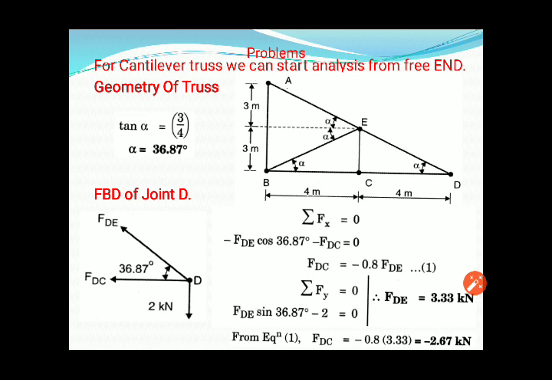Keep it like that. We go for the second equation of equilibrium. Summation Fy equals 0. Now here FDE sin 36.87 minus 2 equals 0. So here you get the value of FDE. Once you get the value of FDE, replace it in equation 1, you will get the value of FDC. Okay, so here you got the value of FDE. So when you replace it in this equation, you will get the value of FDC.